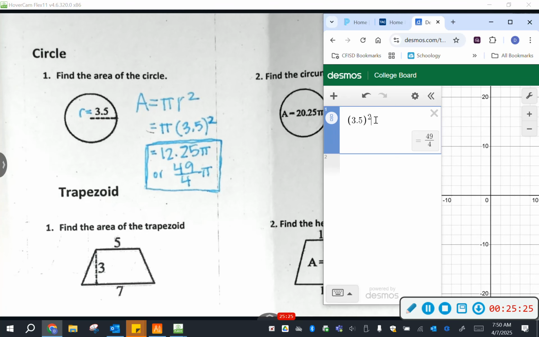Again, could you put pi in the calculator? Sure, but look at your answer. It's ugly. That's still right. It's just super disgusting.